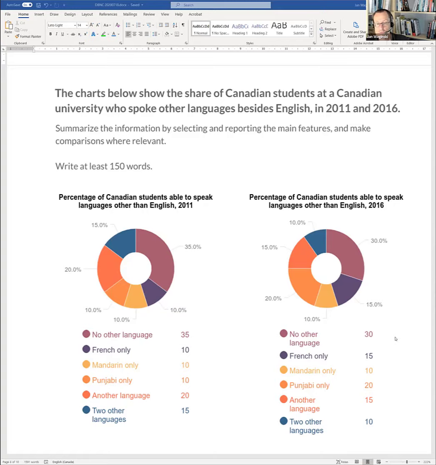All right, so why don't you write your first paragraph? Paraphrase the context and write your general overview. Okay, and I'll give you a few minutes to do that. Let's say 5 minutes.